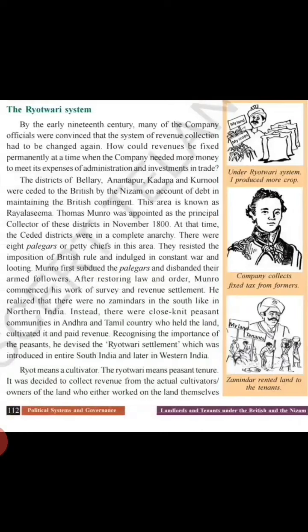But here, there were no responsible zamindars who had to collect the tax and pay it to the government. So, recognizing all these things, he started a new system of revenue, the Ryotwari system, which was introduced in South India first, and later passed to Western India too. Now let us study what a Ryot is.